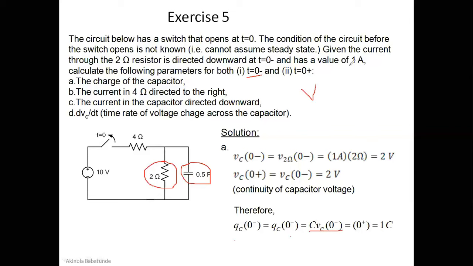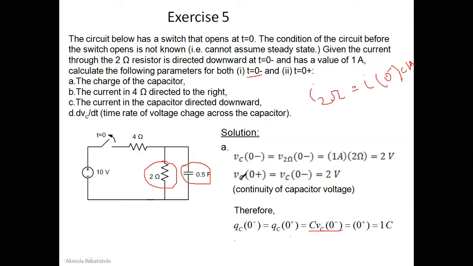We know the current passing through 2 ohms, I of 2 ohms, has been given to us as 1 ampere. Our I of 2 ohms will be equal to I of 0 minus, don't forget, which will be equal to 1 ampere as given in the question. So our I of 2 ohms, 1 multiplied by these 2 ohms will give us the voltage across here, which will be the same voltage across here. So we have 1 times 2 gives us 2 volts. 2 volts is across here, so 2 volts will also be across here.